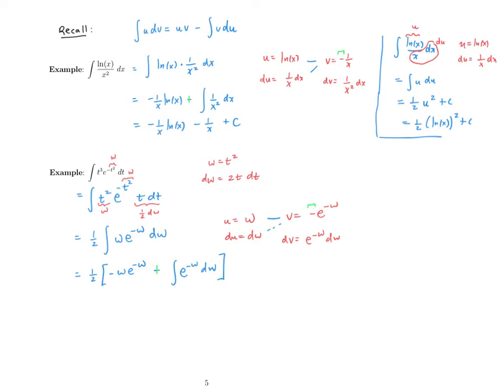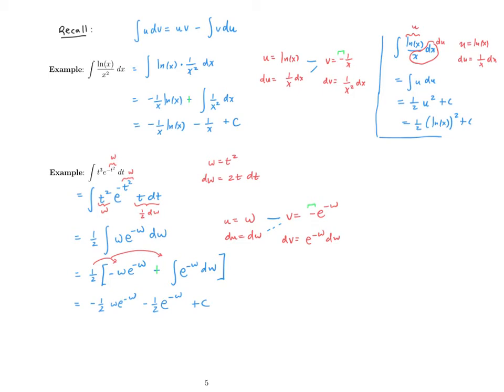And while we're doing this next step, I'm just going to go ahead and distribute the 1/2 through. So we have a minus 1/2 w e to the minus w. Then we have the 1/2, and it's hitting this antiderivative. But the antiderivative of e to the minus w is minus e to the minus w. So minus e to the minus w plus c.